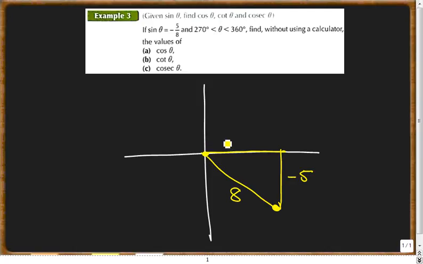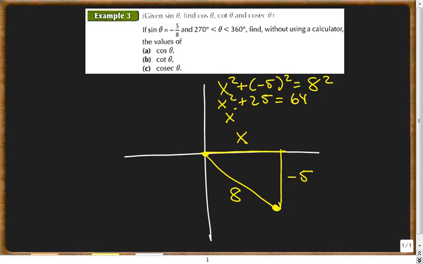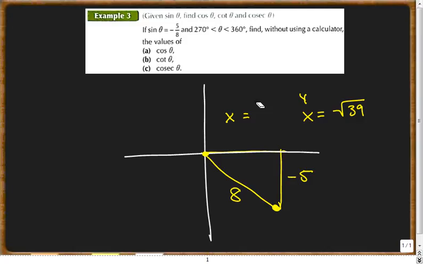So let's begin. So we need to find our x-coordinate. Well, we're going to know that x squared plus negative 5 squared is going to equal 8 squared. So we get x squared plus 25 equals 64. X squared is going to be 39. So x is going to be, in this case, because we're positive, a positive square root of 39. Could be negative. If it was over here, it would be negative square root of 39. But it's not. And that's a very important distinction. So we are going to erase this and put this as the square root of 39.